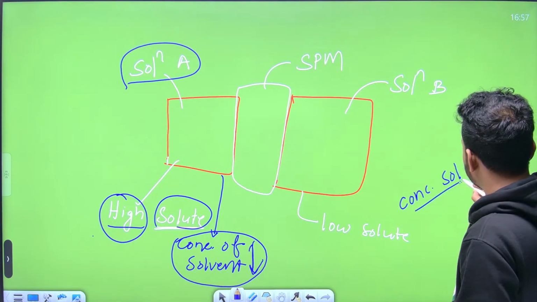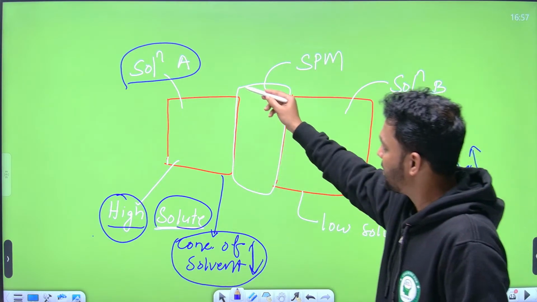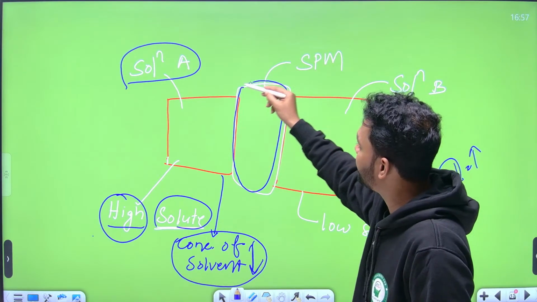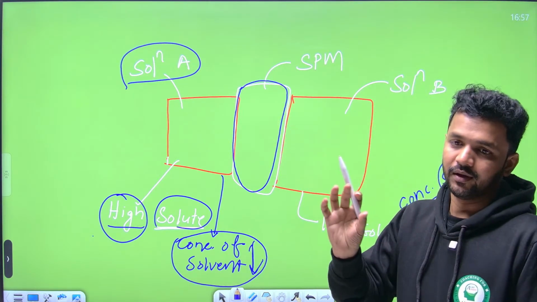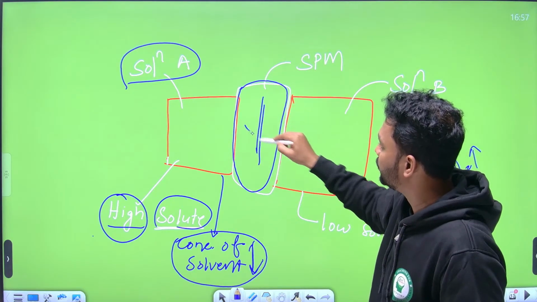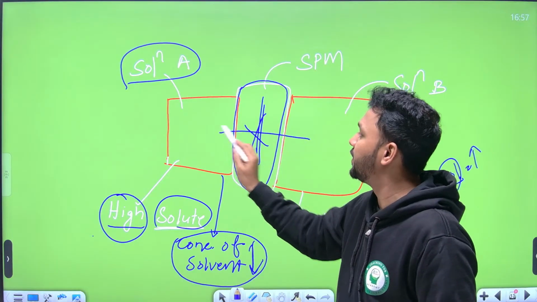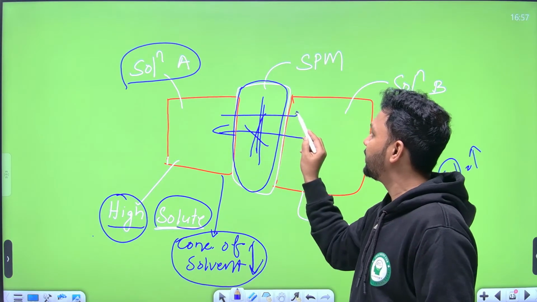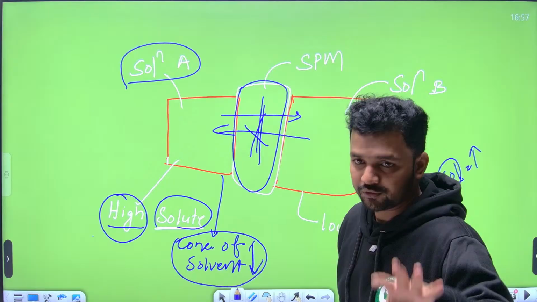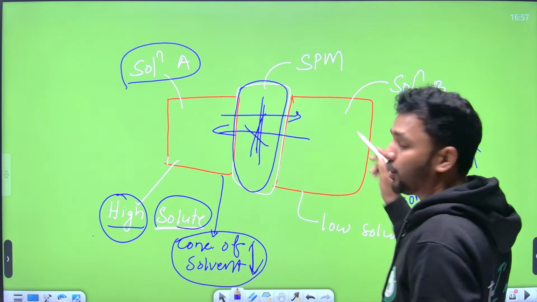So from higher concentration of solvent, because solvent is moving here, solute is not moving. Semi-permeable membrane means it is only permeable to selected molecules. It is not permeable to solute. It is only permeable to solvent, means only water can pass through it. Solute cannot pass through it. So it only allows the solvent to pass through it. So that's why only solvent will move.